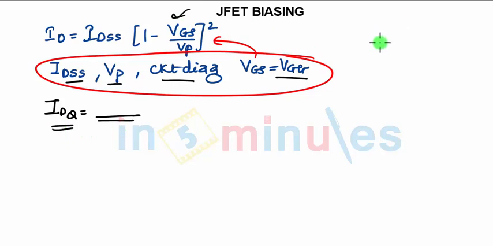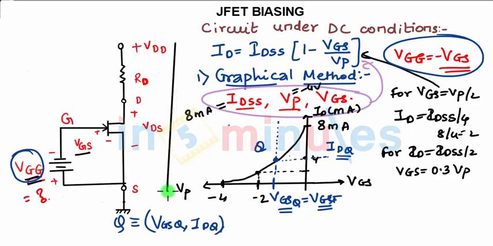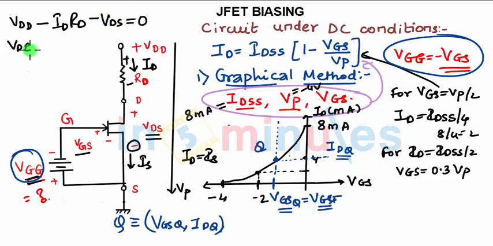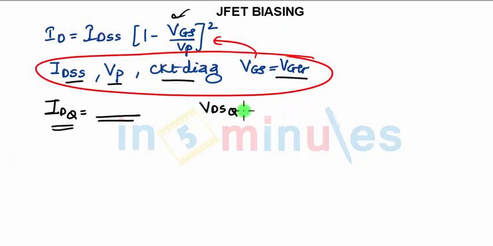Now for the question, when you apply KVL to the drain to source, from this point to this point, what will be the equation? VDD minus the current flowing through the drain, which is ID; the current flowing through the source is IS, and we know ID and IS are same. So VDD minus ID RD minus VDS equals 0. So VDSQ equals VDD minus IDQ into RD. So we have found VDSQ.